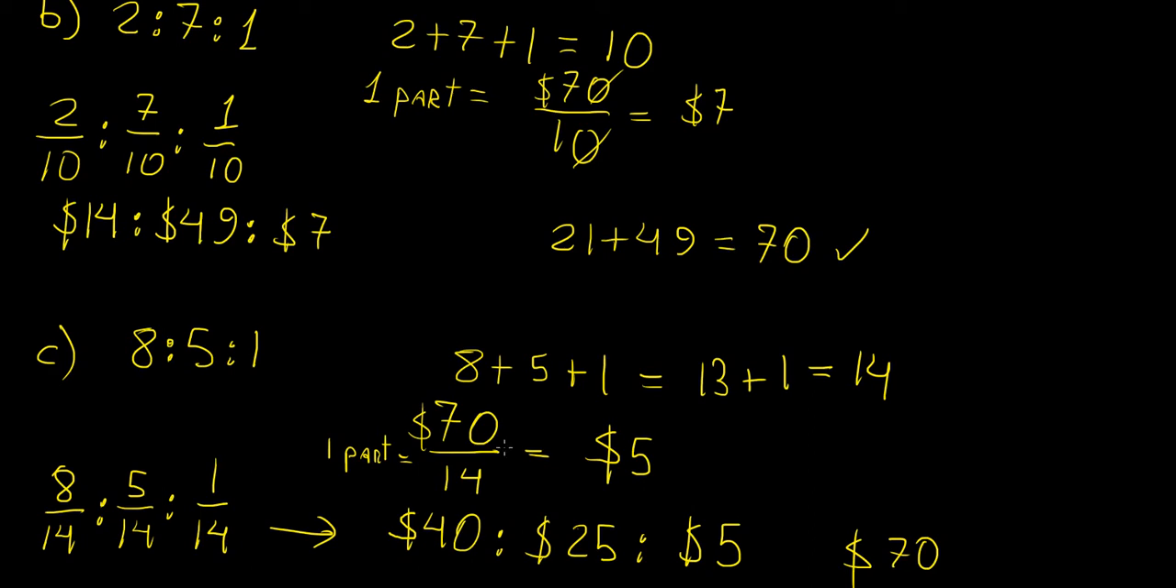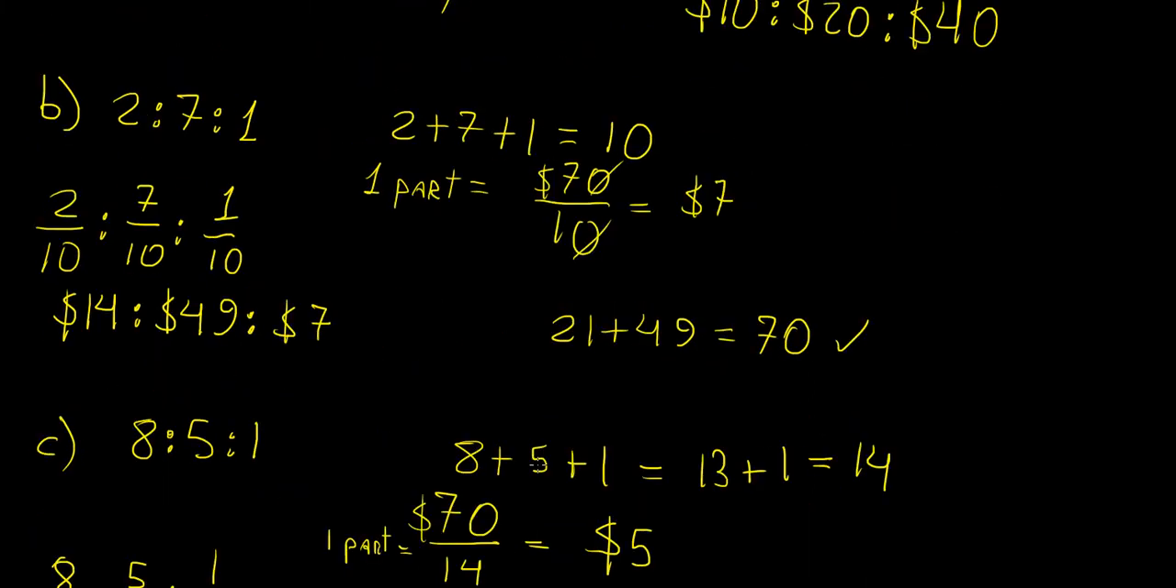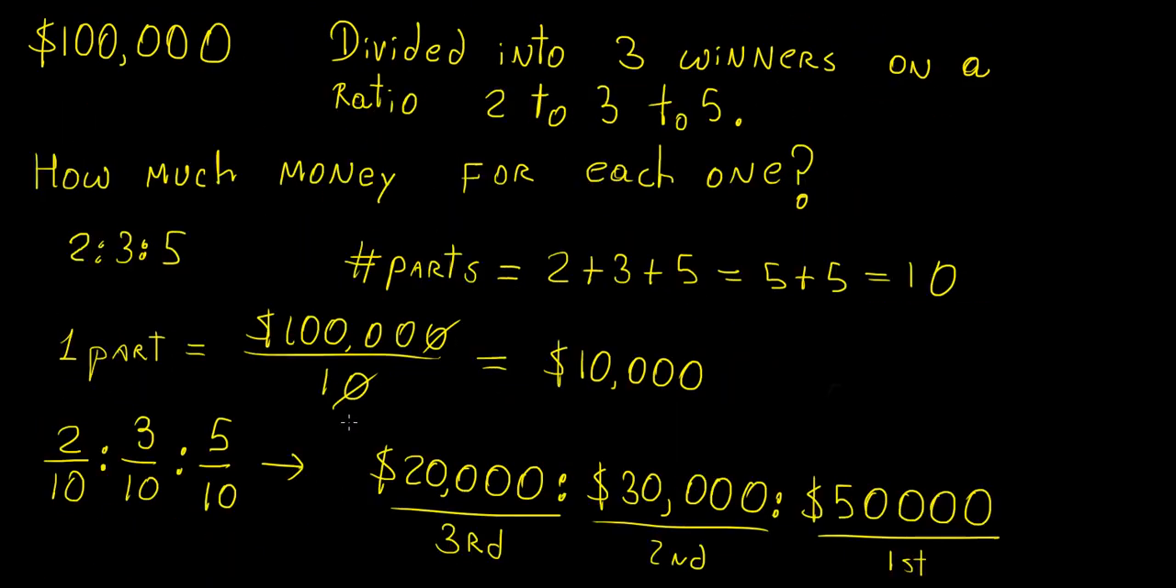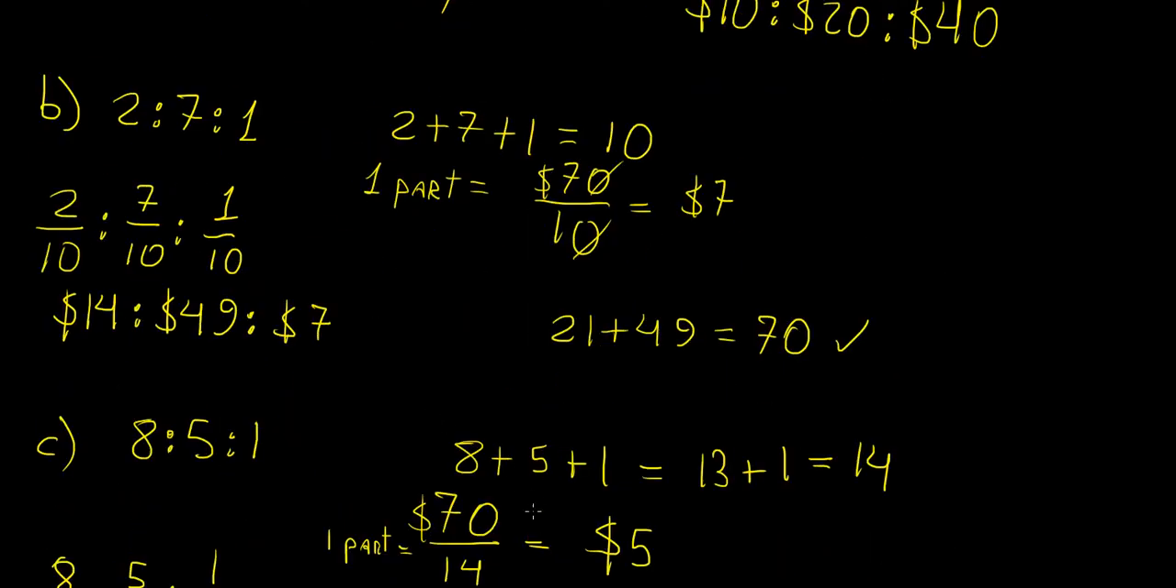So this is another way in which you can apply ratios to things that are practical, because if you run a lottery one day, maybe you will have to do this calculation on a daily basis just to distribute money in a certain ratio. So this is precisely how you go about doing that.